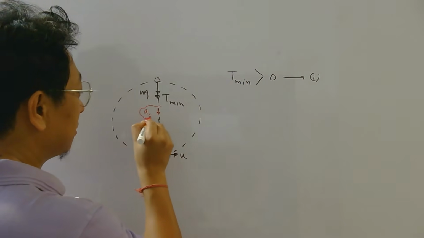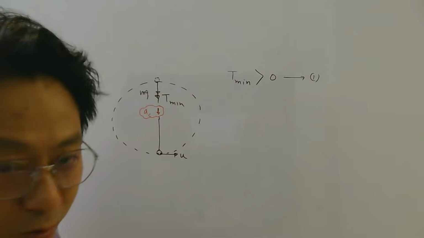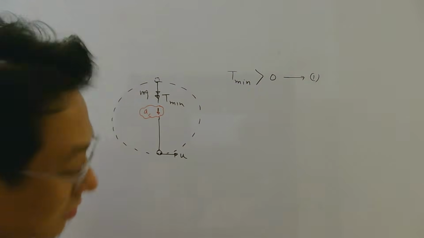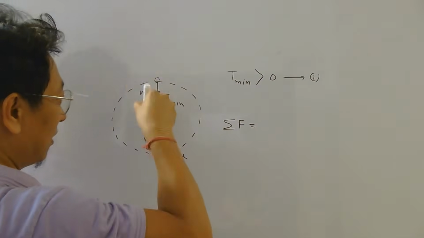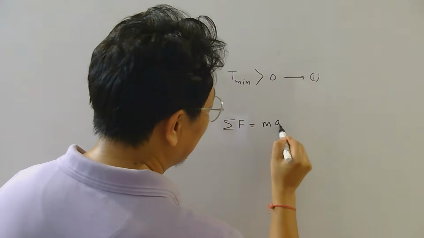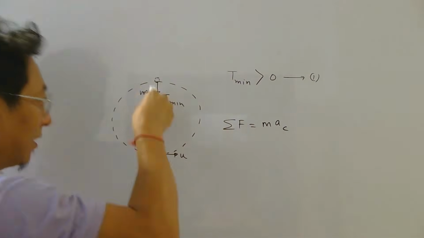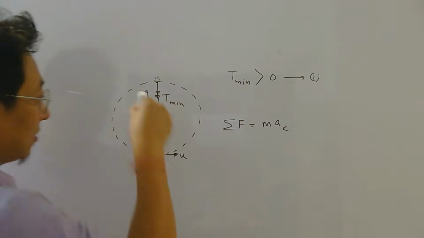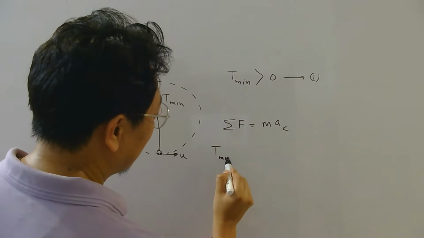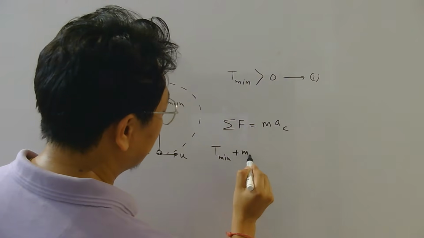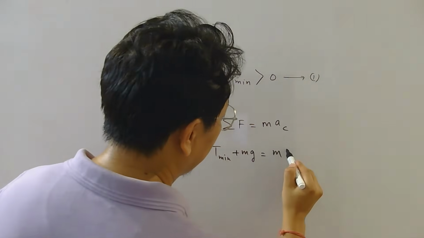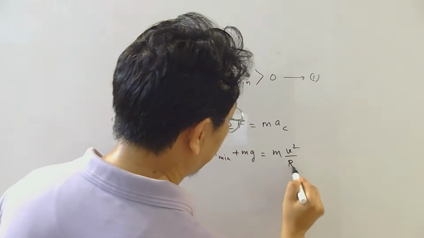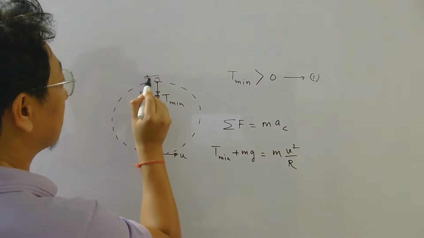And this acceleration should be provided by force towards the center, right? And what is the force towards the center? Again, use Newton's law. Net force in this radial direction is mass into acceleration in this radial direction. Net force in this direction is what in this case? T minimum plus mg, and acceleration in this direction is v square by r. What is v square? Velocity here.